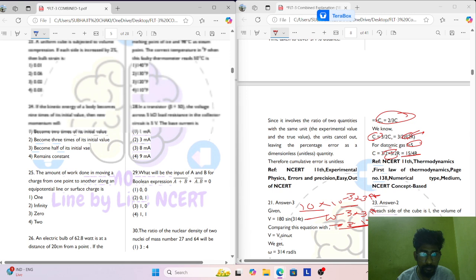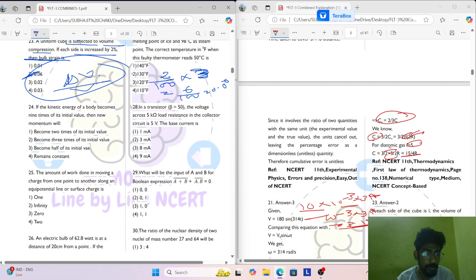Option number 2 will be the correct option. If the kinetic energy of the body becomes 9 times its initial value, the new momentum: E is proportional to P square, so P is proportional to root E. If E becomes 9 times, P will become root 9, which means 3 times. That means option number 2 will be the correct option here.